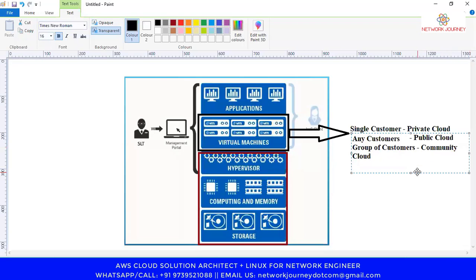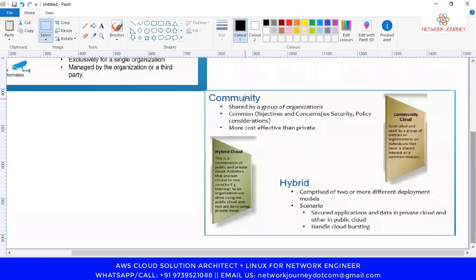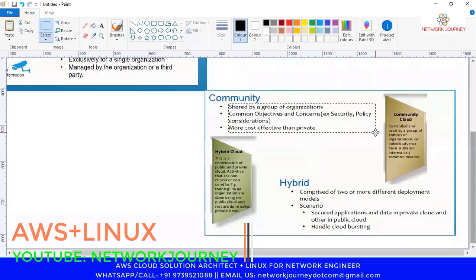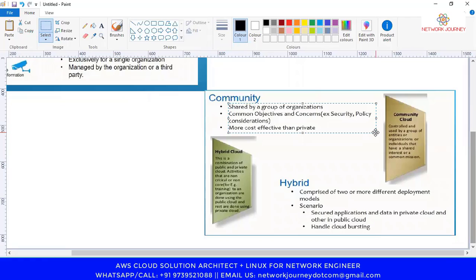Here I mentioned, community cloud is shared by a group of organizations with common objectives and concerns, security policy considerations, and is more cost effective than private. Why? Take an example: HP, IBM, Dell, or a few companies. If they go for an individual private cloud, it is more expensive. Instead, they can have a tie-up, a partnership, and share their cloud infrastructure. They become a group of organizations in mutual understanding, and can share the bill amount instead of going for an individual private cloud. That is community cloud actually.